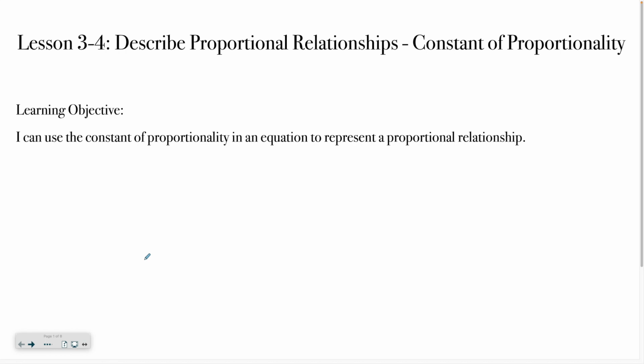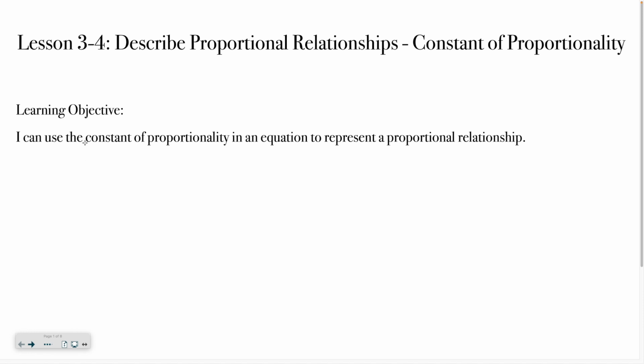Here's a little fun side challenge. Anyone that can say "constant of proportionality in an equation to represent a proportional relationship" a couple of times fast, come see me, because I would love to hear that, and maybe I'll give you a piece of candy, because to me that's a tongue twister. Anyways, let's jump into math.